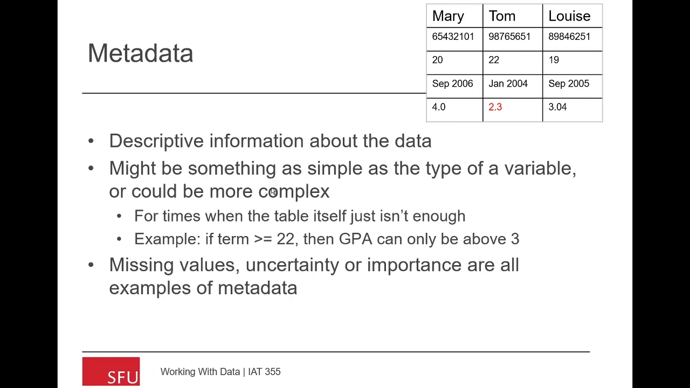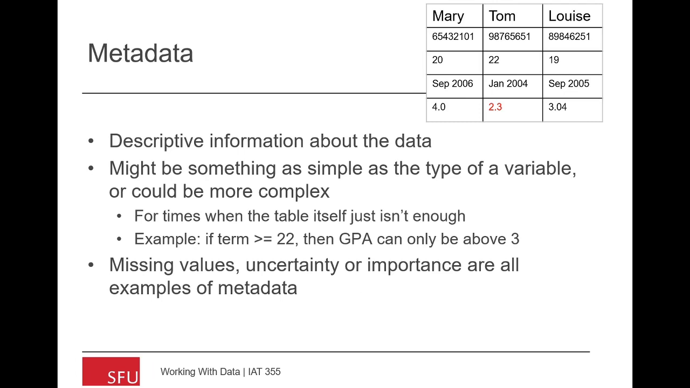However, sometimes the metadata is a little bit more complex, for times when the table itself isn't enough. For example, this 2.3 is highlighted in red because we might have, as metadata information, a rule that says if the term is greater than or equal to 22, and that's the term that Tom is in up here, the GPA is only allowed to be above 3. Otherwise, Tom's in trouble, or there's some kind of validity problem with Tom's data. Missing values, uncertainty, or importance are all examples of metadata, things that are about the data but are not being analyzed directly, but are being used to inform the analysis.